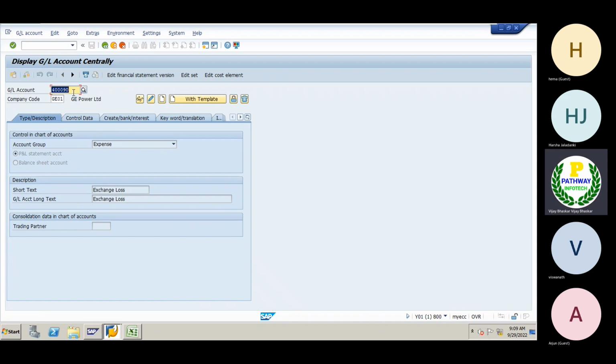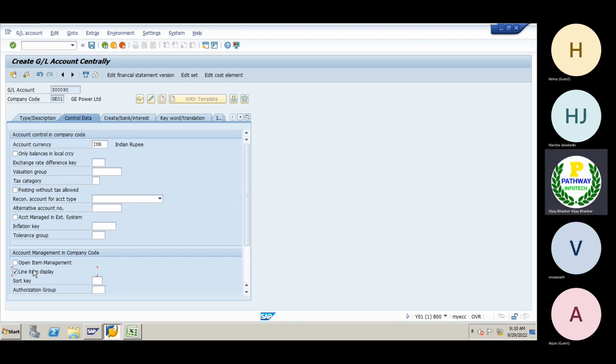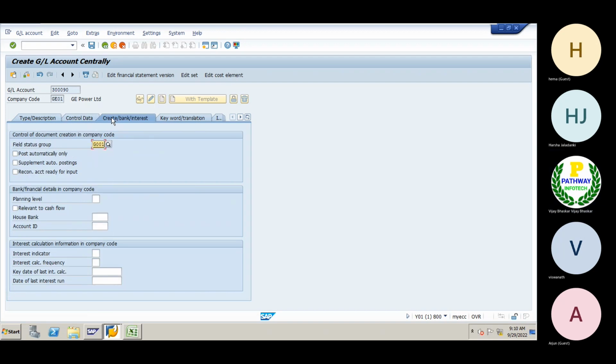Now I want to create an exchange gain. Create. It's a revenues account. Then exchange gain, exchange gain account. Then select line item display, then G001, save it. So now we have created the exchange gain and exchange loss accounts.